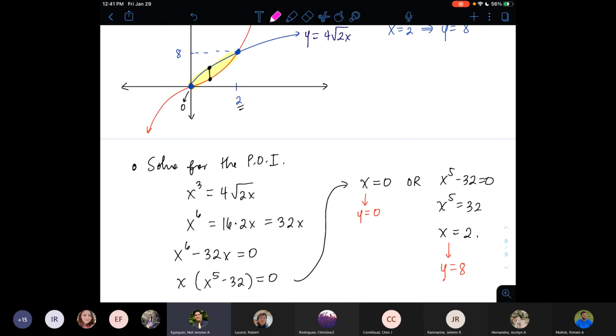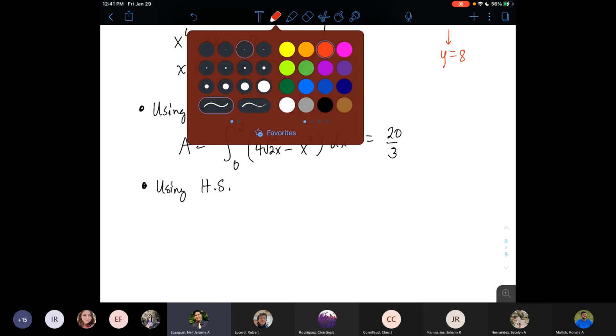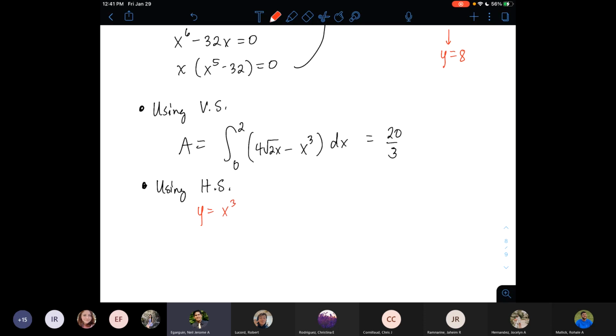If we draw a horizontal strip and imagine it being slid up and down the region, the red function is always on the right and the blue function is always on the left. So it seems that it's also convenient to use horizontal strips. But the problem with using horizontal strips is that it would go with a dy, and then the integrand should be expressed in terms of y. So we cannot use the functions in their current forms. Remember, the red function is y equals x cubed. If I want to use horizontal strips, I need to solve for x in terms of y.